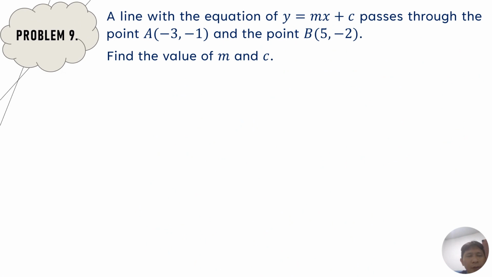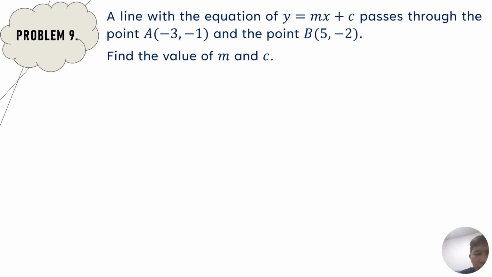Now look at problem number 9. A line with the equation y equals mx plus c passes through the point A negative 3, negative 1 and the point B 5, negative 2. Find the value of m and c.